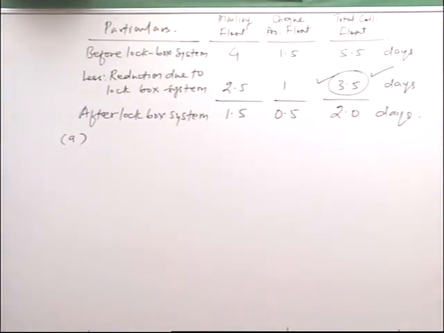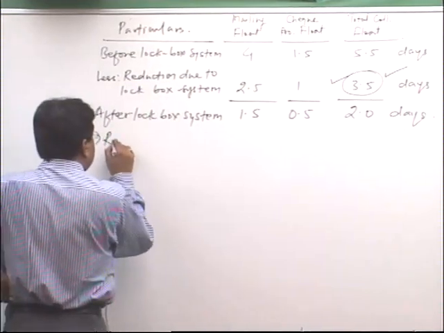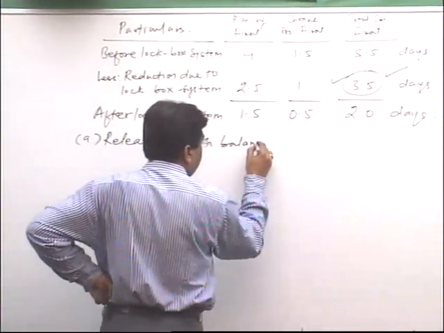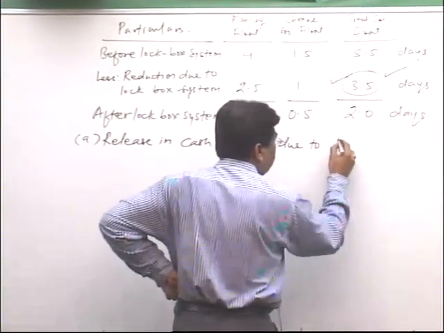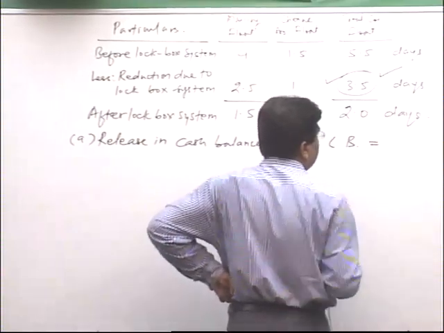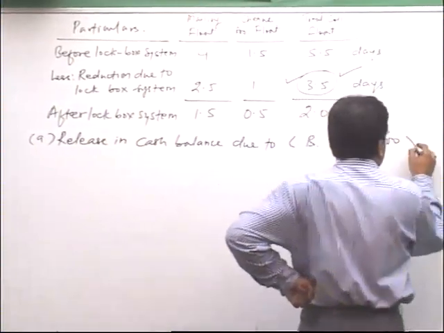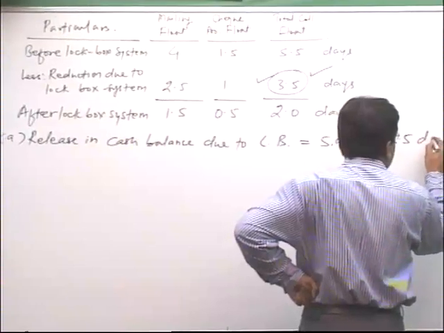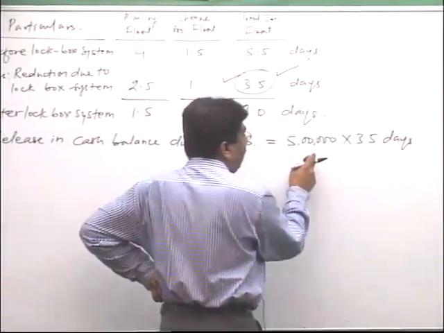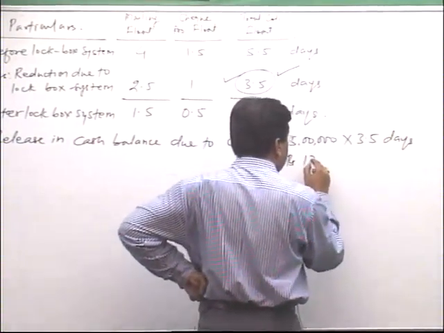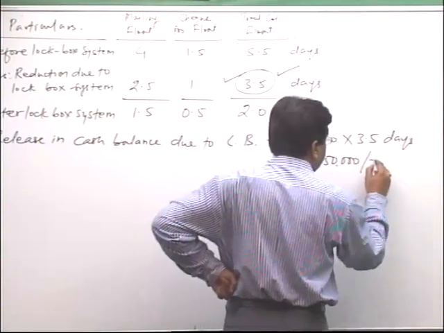Question A says that determine the release in cash balances that can be achieved through the use of lockbox system. So, release in cash balance due to lockbox is equal to daily collection of cash, 5 lakhs, and the collection float is reduced by 3.5 days. So, 1 day's collection 5 lakh into 3.5 days is equal to rupees 17 lakhs 50,000.